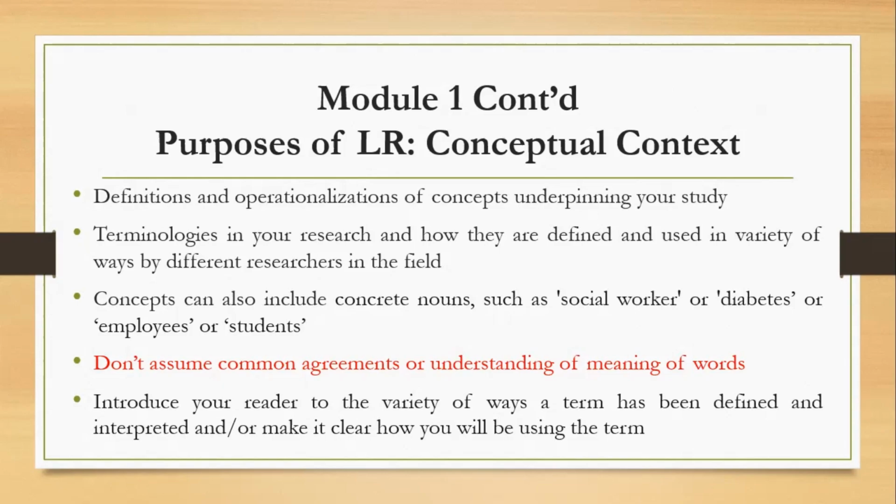Because you realize that the research will talk about type 1 diabetes, type 2 diabetes, and they explain all of these. If you say you are dealing with employees, how are you defining employees? Or if you say you are dealing with students, how are you defining students? Because now we have various categories of students: regular students, sandwich students, distance students, online students. How are these terms being defined?